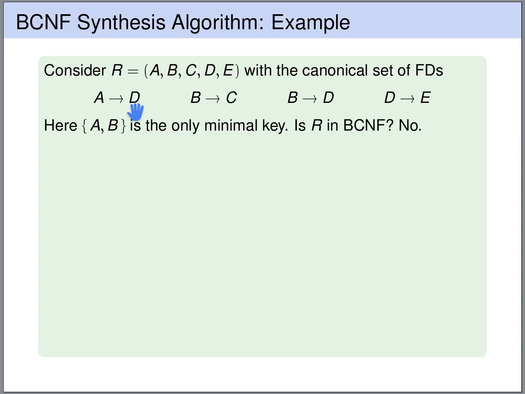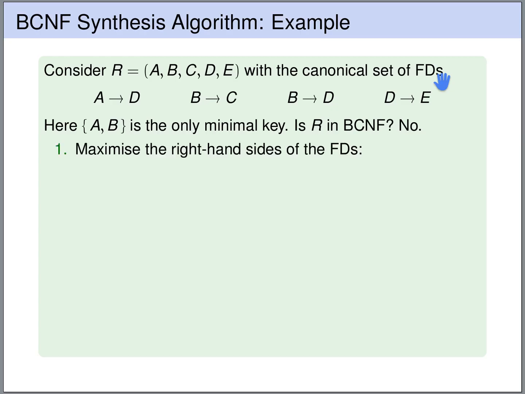So we have to transform it into Boyce-Codd normal form. The first step is that we take these functional dependencies and we compute a canonical set of functional dependencies. Luckily, this first step has already been done for us. We already have a canonical set of functional dependencies, so we can skip this first step and we can start with step 2.